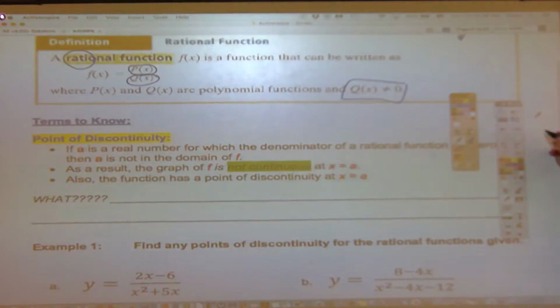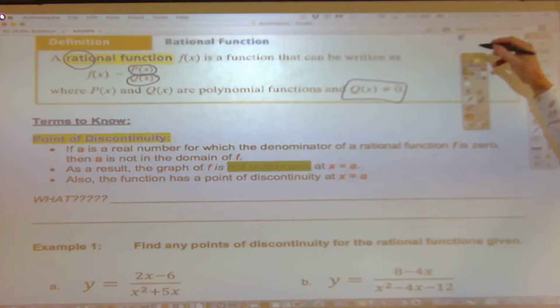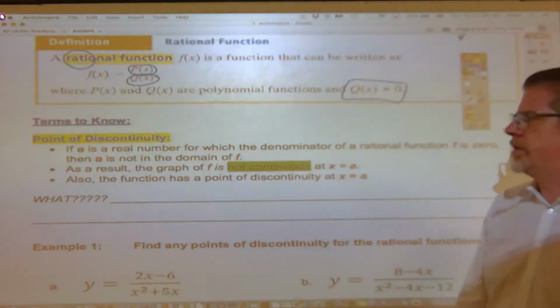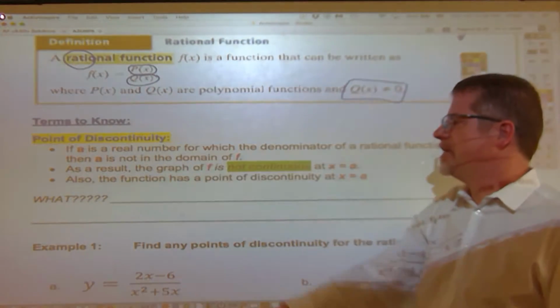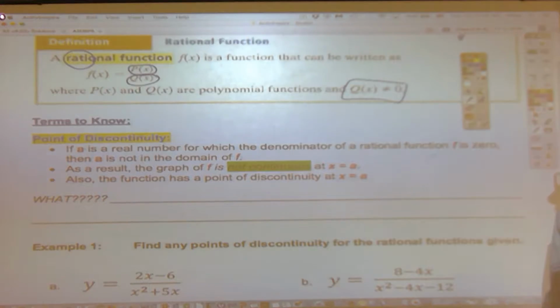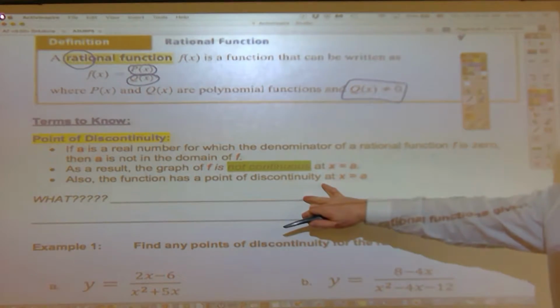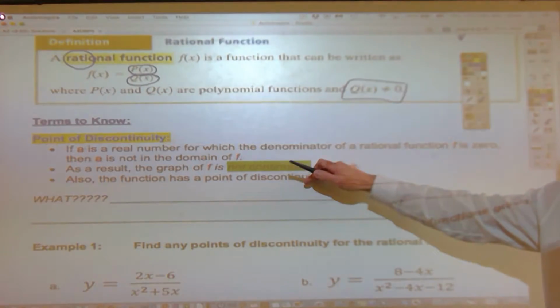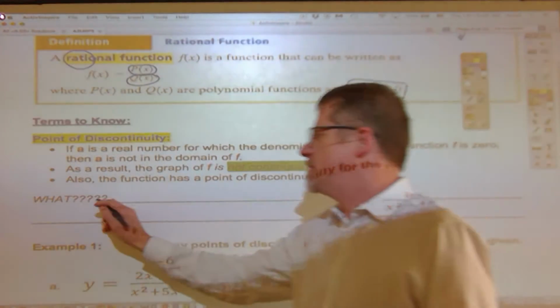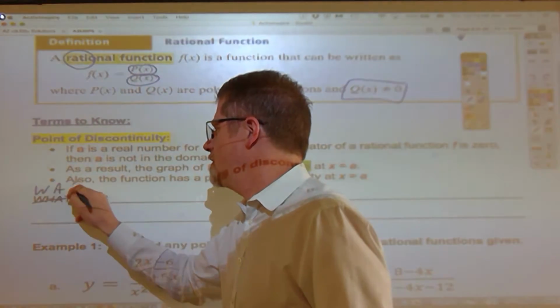Now, here's some big words regarding points of discontinuity. And I think the handout itself is kind of making fun of itself by giving you all these big words and saying, what? Okay, misspelled that. It should be W-A-C.